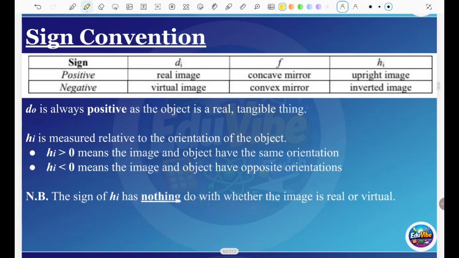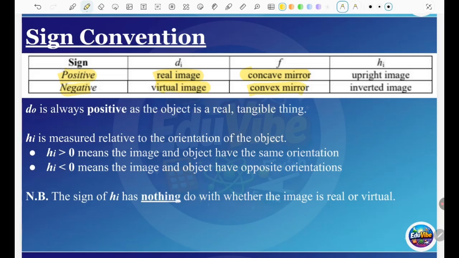Sign convention is very important. That whole table you have to memorize. There are only two possibilities for signs: they are either positive or negative. If di, the distance of the image from the mirror, is positive, you get a real image. If di is negative, you get a virtual image. If your focal length is positive, you can directly say this is a concave mirror. If your focal length is negative, you can directly say this is a convex mirror.